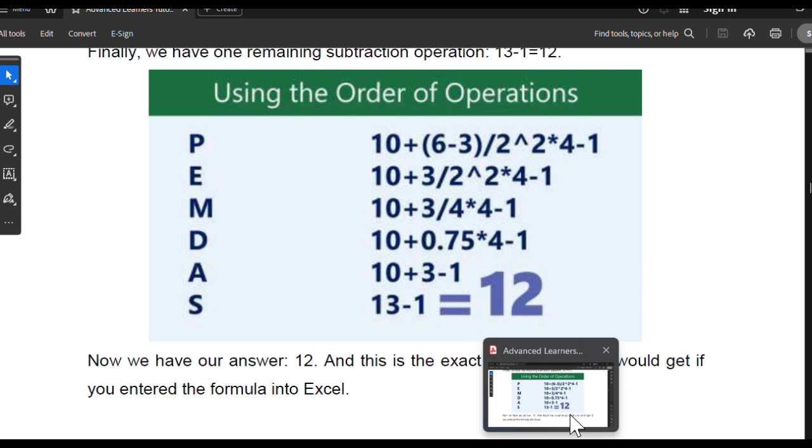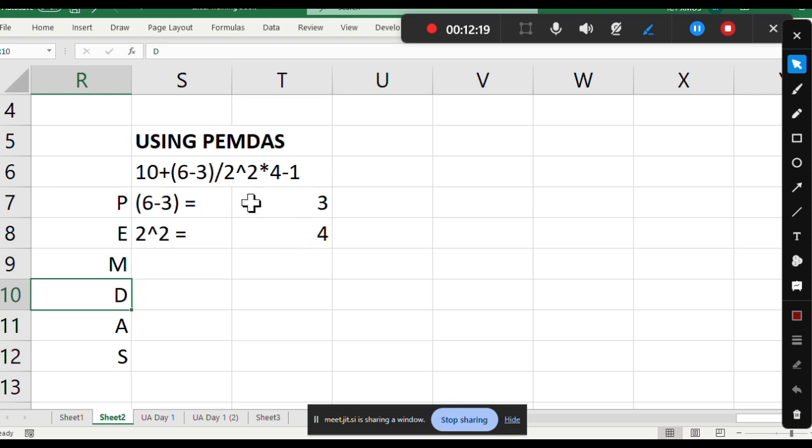Okay, so if you look at it now, this one is giving us 4. So division came before multiplication in this formula. In this formula, division came before, so this division has to take place. So what is the division? The division is this.